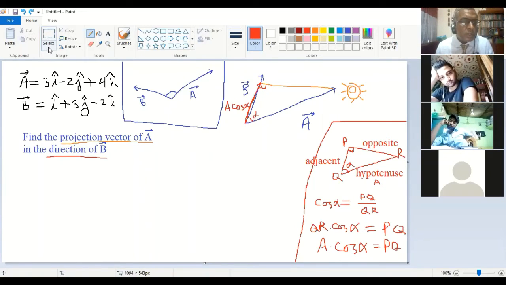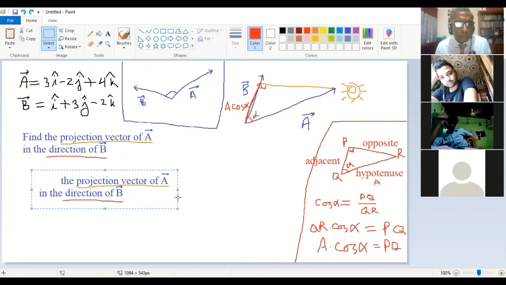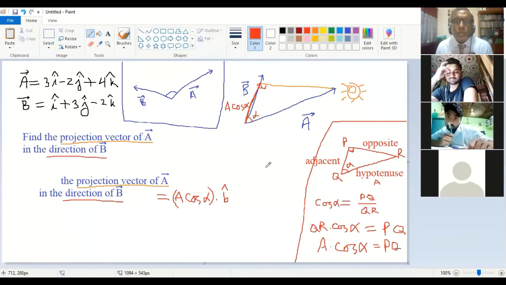Okay, so you will write, I'm finding the projection of the vector A in the direction of B. That will be A cos alpha, because A cos alpha is the value, and then that will be the unit vector of B. So unit vector of B means what? The direction will be B vector and value will be only 1.